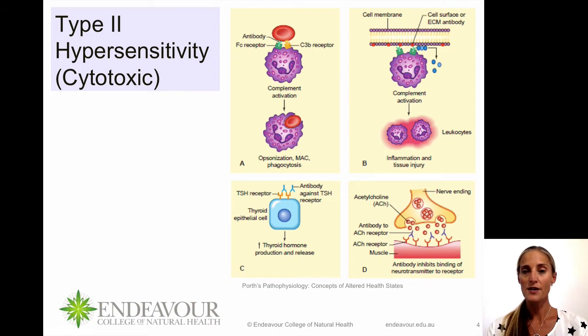And then diagram D is an example of myasthenia gravis, which is another autoimmune disease. This is where an antibody to the acetylcholine receptor inhibits receptor binding of the neurotransmitter. And in myasthenia gravis, you see very abnormal, severe fatigue of the muscles, and this is caused by autoantibody damage to the acetylcholine receptors at the neuromuscular junction, as is seen in this diagram.